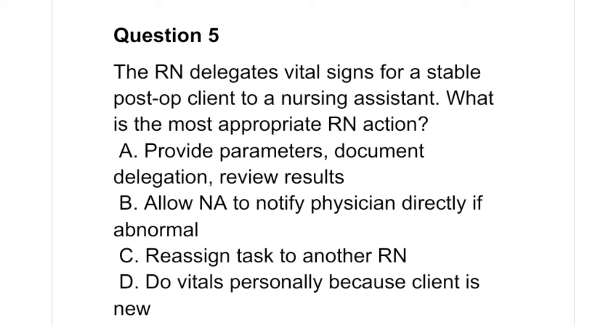Question 5. The RN delegates vital signs for a stable post-op client to a nursing assistant. What is the most appropriate RN action? A. Provide parameters, document delegation, review results. B. Allow NA to notify physician directly if abnormal. C. Reassign task to another RN. D. Do vitals personally because client is new.